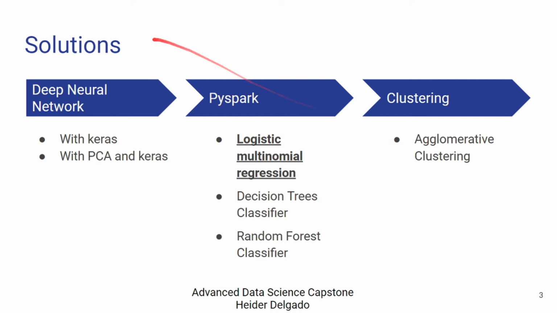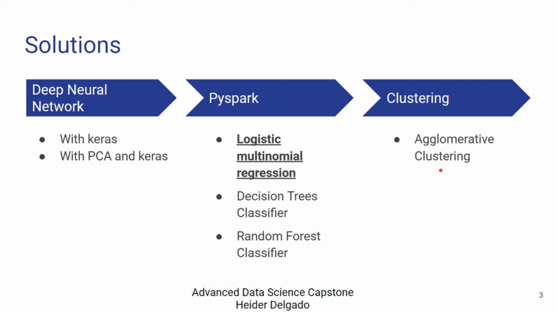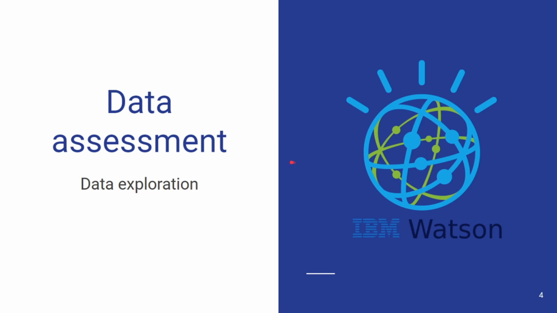The solutions for my use case were deep neural networks with Keras and Keras with PCA, PySpark, multinomial logistic regression, decision tree classifier, random forest classifier, and I also used some algorithmic clustering. At the end, I chose multinomial logistic regression for my model. For data exploration, I utilized IBM Watson.